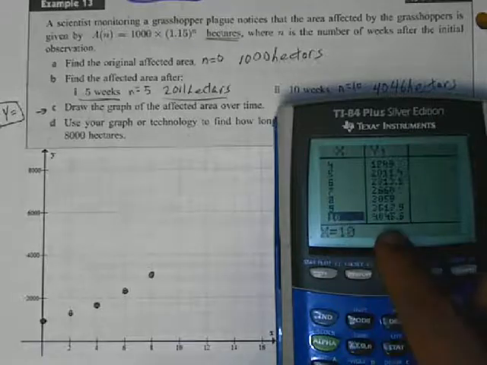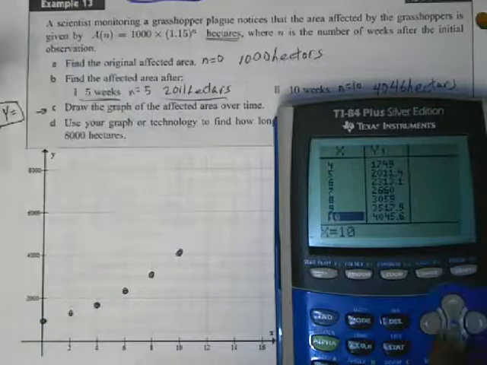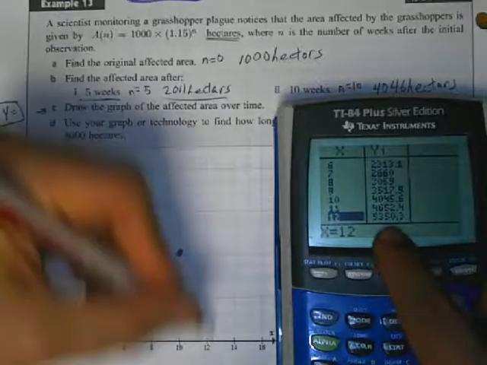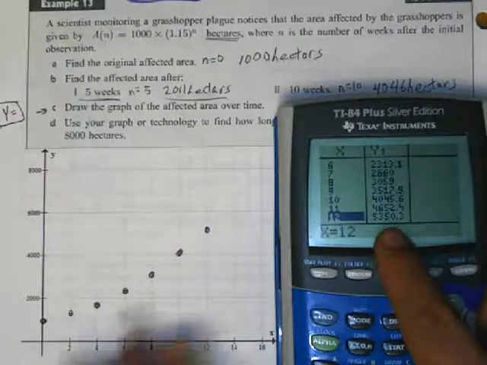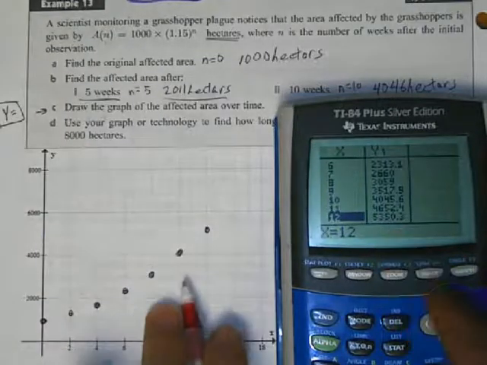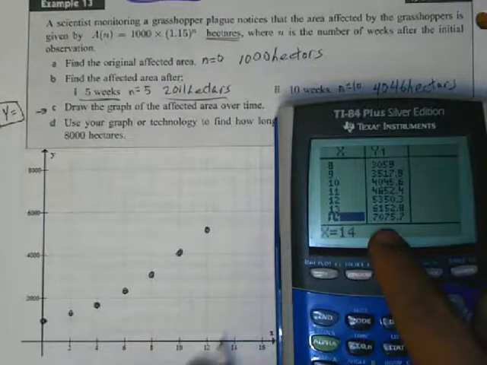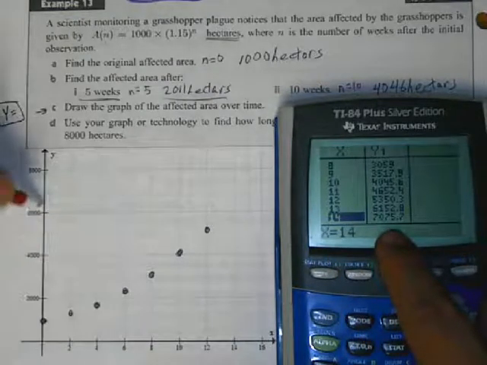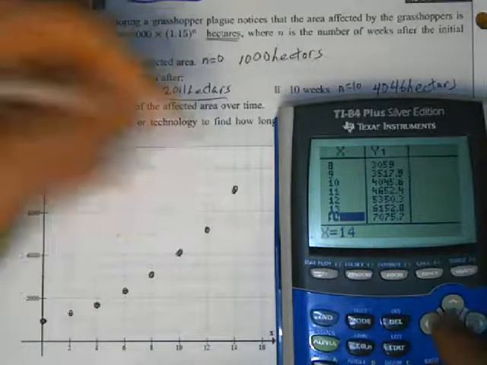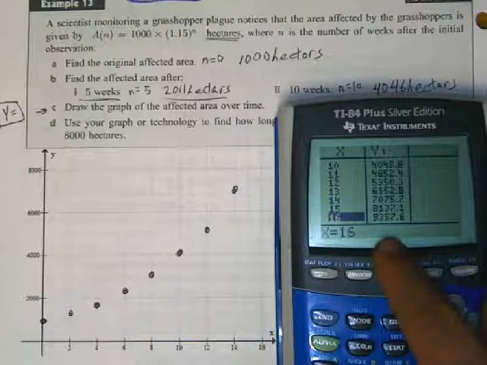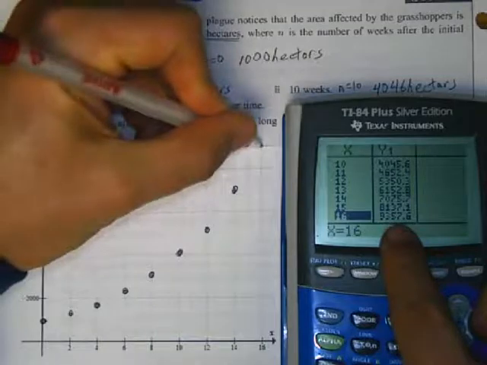After 10 years, 4,045. 12 years, 5,300. So at first it looked like it was straight, but now you can see that it's curving up more because it is an exponential function. 14, we've got 7,000. Okay, that's about there. And at 16, 9,000. So it's like there.